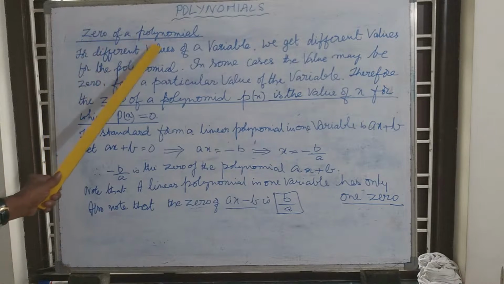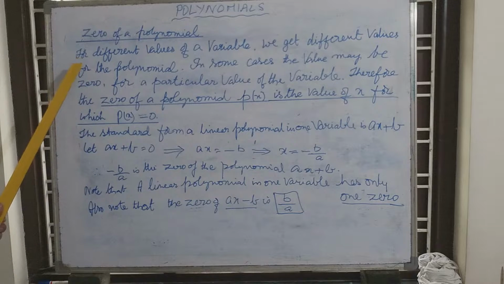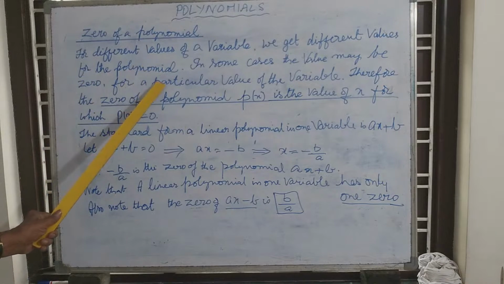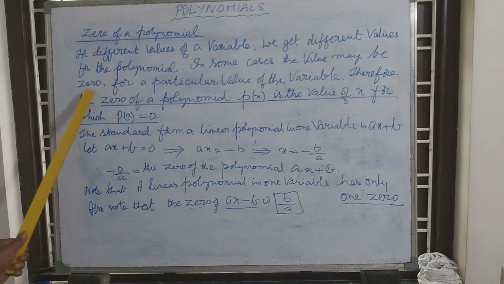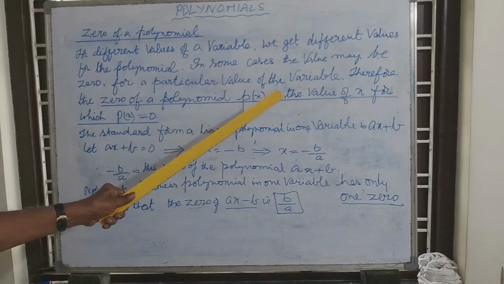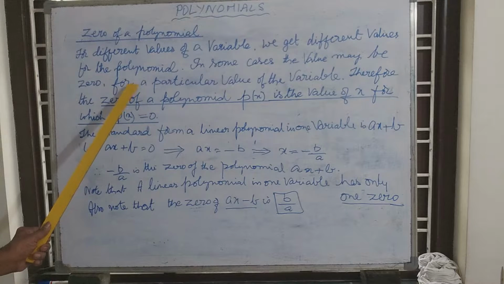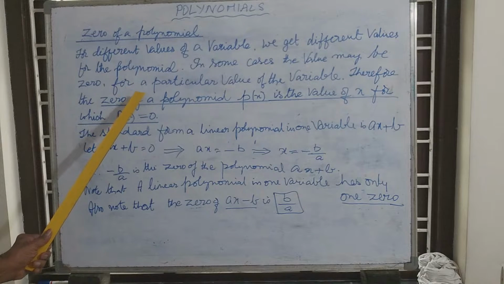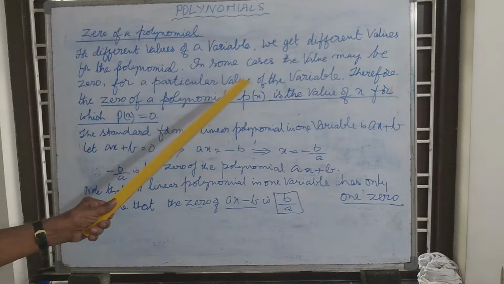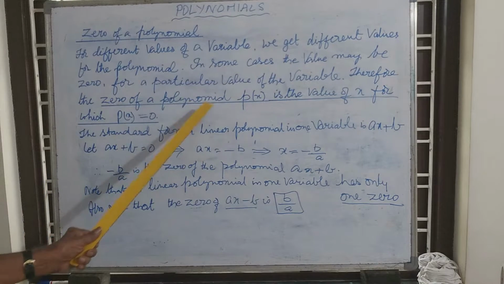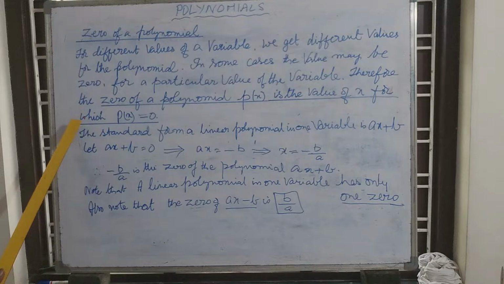Now we are talking about the zero of a polynomial. So let us see. For different values of a variable, we get different values for the polynomial. In some cases, the value may be 0 for a particular value of the variable, not for all values. For some values, the value of the polynomial may be 0. So about that particular value, we must know what it is. Therefore, the zero of a polynomial p(x) is the value of x for which p(x) is equal to 0.